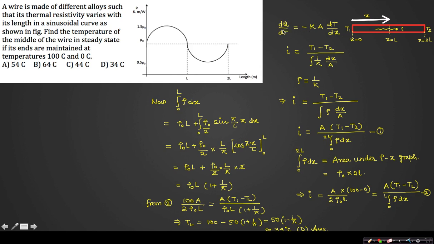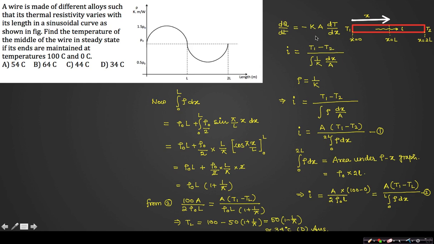Now from Fourier's law of one-dimensional heat flow, we know that the heat current dQ by dt is minus k into A into dT by dx. K is the thermal conductivity, A is the cross-section area, and dT by dx is the temperature gradient. The negative sign, you all know, is there because the temperature decreases along x. If I write down the same equation, I have denoted dQ by dt as I. In the numerator is the temperature difference; I have taken T1 minus T2 and omitted the negative sign. dT should ideally be T2 minus T1, and with the negative sign I can write it as T1 minus T2.